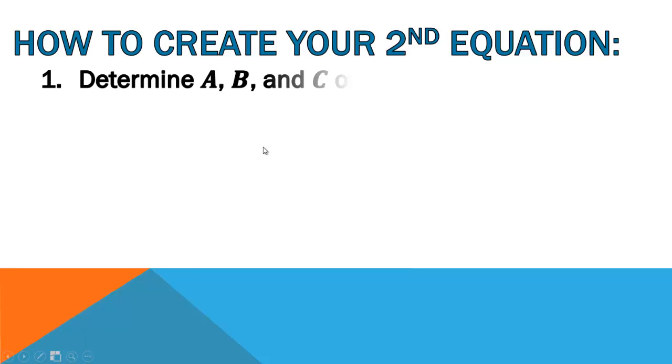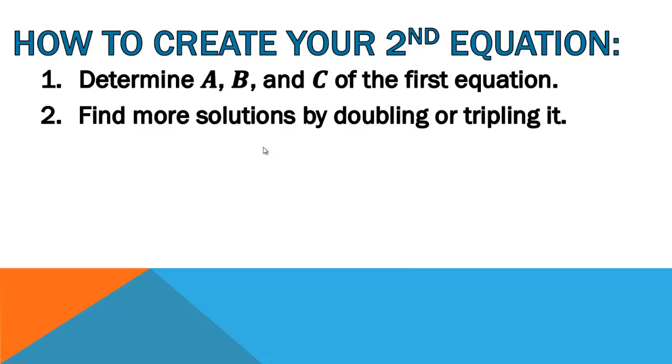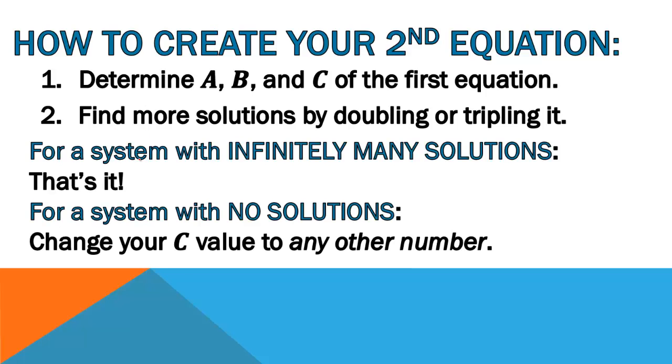Alright, so here's how you create your second equation. You determine what the A, B, and C are of the first equation, and then you can find more solutions by multiplying the entire equation by 2 or 3 or whatever. So if you double or triple it, you've got to just make sure you double or triple everything in the equation. So for a system with infinitely many solutions, that's pretty much it. For a system with no solutions, you just want to change your C value to any other number. So that would be the one case where you multiply your A and B values by the same thing, but then C, you just change it to any number.